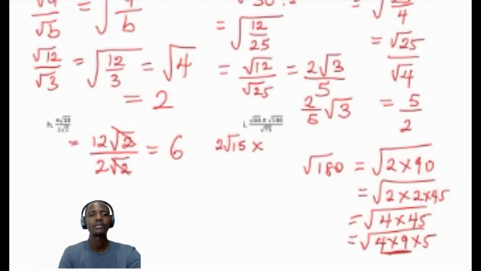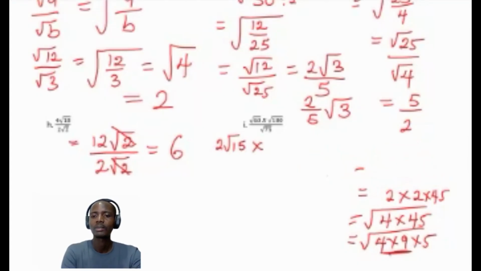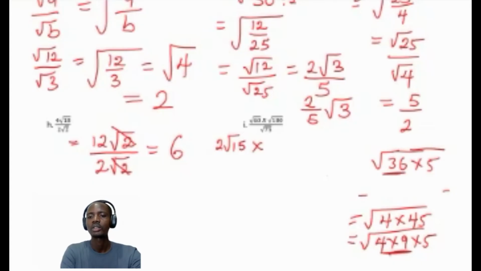So it means I can have root 180 as root 36 times 5. And I can find the square root of 36, which gives us 6. So that is 6 root 5, all divided by root 75.